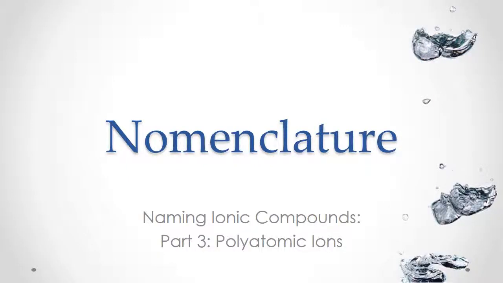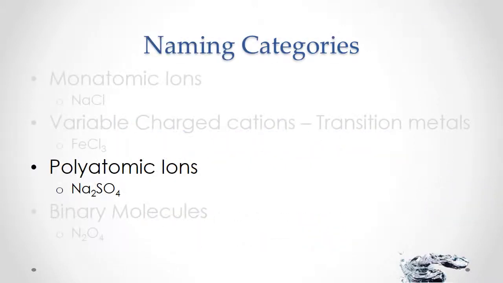The third video here on nomenclature is going to deal with polyatomic ions. Polyatomic ions are ions that are made up of more than one metal or nonmetal. Mainly we're going to deal with oxyanions, but I'll throw in a few organic compounds at the end so that you can see how these work out for naming.